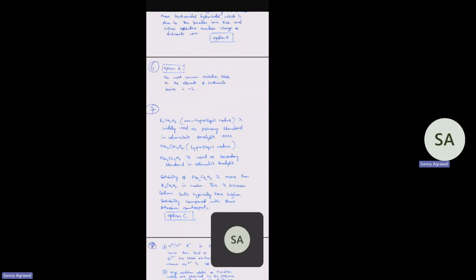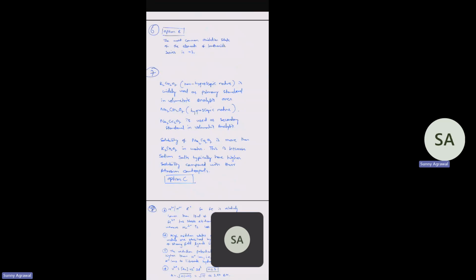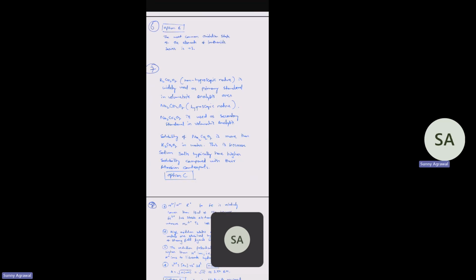Okay, question number 7. Again, there are 2 statements mentioned here. Statement 1: aqueous solution of K2Cr2O7 is preferred as a primary standard in volumetric analysis over Na2Cr2O7. It is a true statement, as K2Cr2O7 is non-hygroscopic, whereas Na2Cr2O7 is hygroscopic in nature. Statement 2: K2Cr2O7 has higher solubility in water than Na2Cr2O7. No, it is a false statement, as discussed earlier. Na2Cr2O7 is hygroscopic, whereas K2Cr2O7 is non-hygroscopic. So option C is the answer.